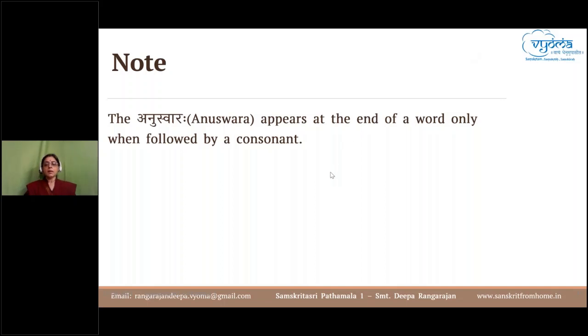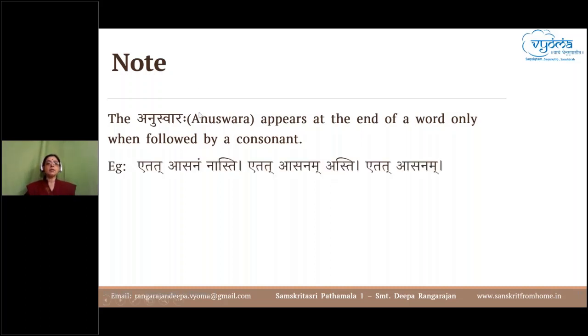Now, for the Anuswara at the end of a word, there are three possibilities. Either it is at the end of a sentence, the last word in the sentence, or it is followed by a word which begins with a vowel, or it is followed by a word which begins with a consonant. Only in the third case, where the word is followed by a consonant, is the Anuswara allowed to come at the end. In all other cases, it has to be a Makara at the end. The Makara becomes the Anuswara only before a consonant. This is according to a Sandhi rule.